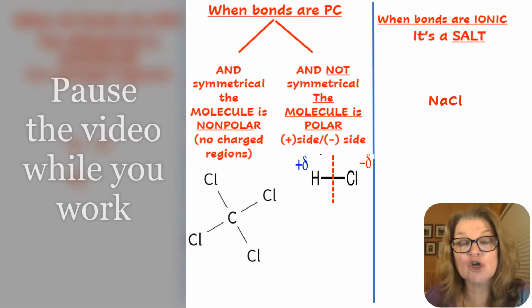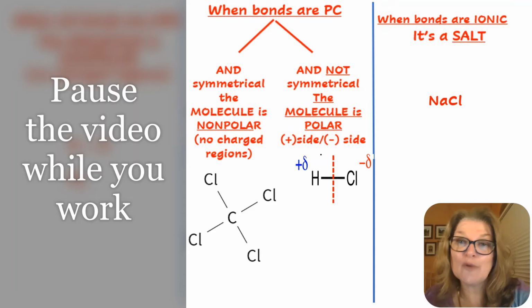I want you to determine what type of bond you're going to have between the carbon and chlorine, and you need to write down the math to support your answer. So take out your electronegativity table and determine what type of bond it forms between a carbon and a chlorine atom.